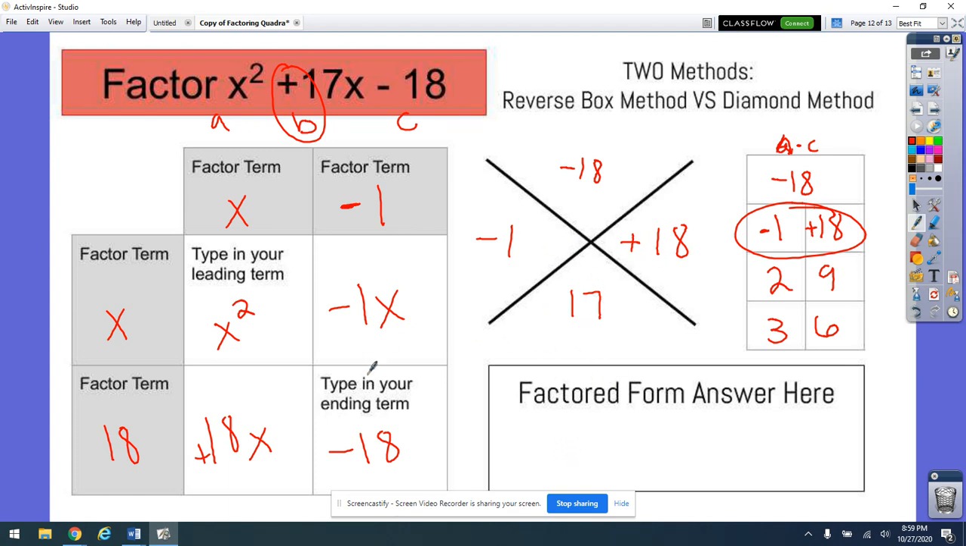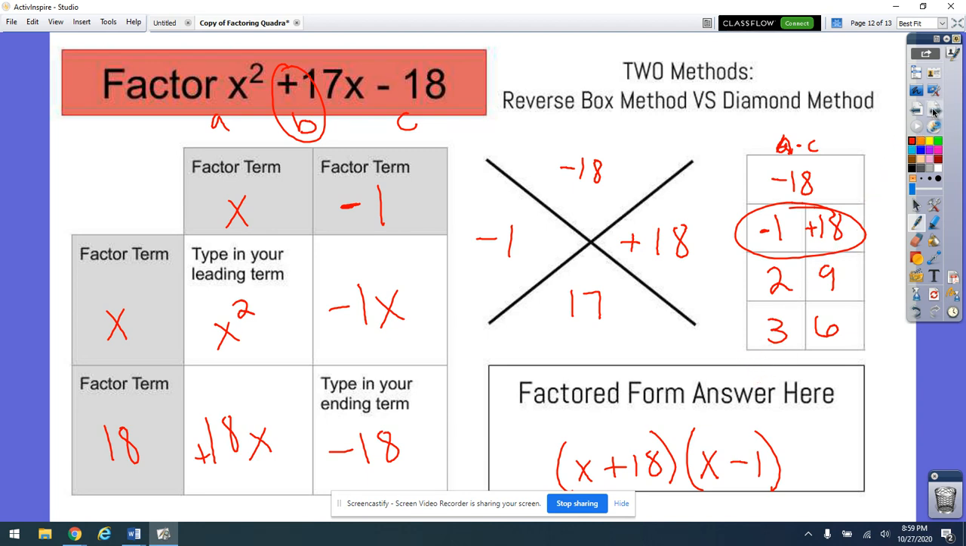Okay, so again, two different methods. One is kind of very quick and simple, and one is kind of just working with your factoring and working backwards. So this way, I have my x plus 18 as one factor, and x minus 1 for your second factor. And that's how you factor quadratics with these two different types of methods.